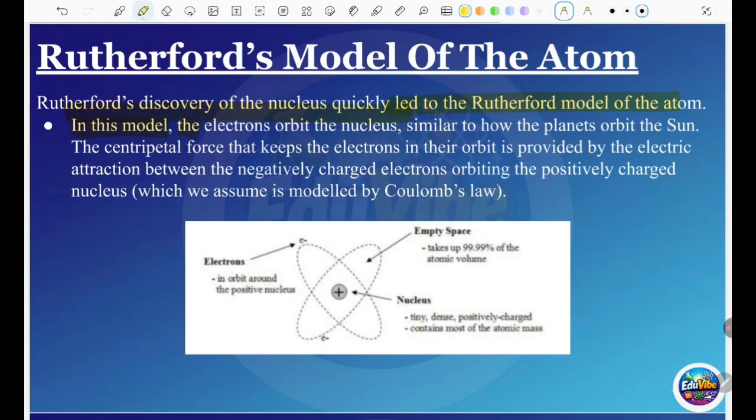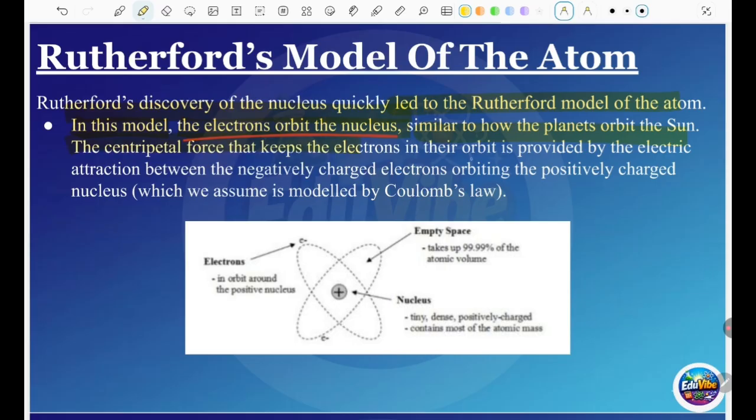In this model, the electrons orbit the nucleus. They also mention that electrons orbit the nucleus; they are not stuck inside the atom. They orbit the nucleus, similar to how the planets orbit the sun.